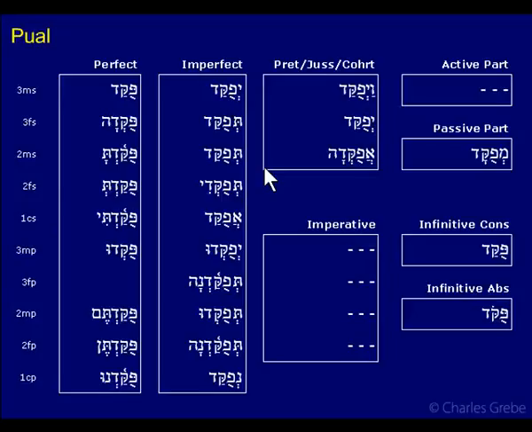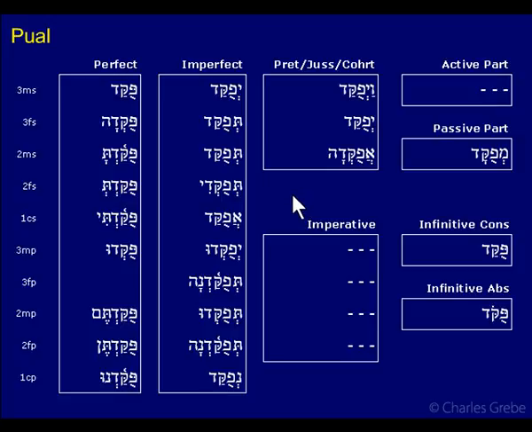Pual. Okay, let's look at the Pual binyan. Here's our chart, and this is an awful lot like the Piel. In fact, the differences are in the vowels. So before we go into details here, let's just take a look and see what we can deduce ourselves, given that we've just done the Piel if you did the previous chapter.